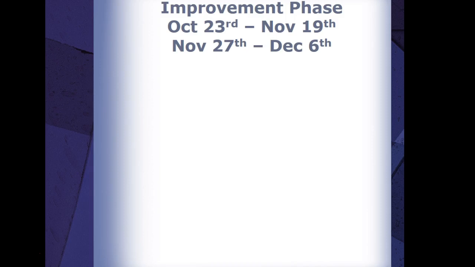So during the improvement phase, this was an opportunity for me to implement my ideas. And these I would log between October 23rd and November 19th. I would analyze how I was doing with these improvement ideas that I was implementing, and then I would modify anything I needed to, and then continue logging my data between November 27th and December the 6th.